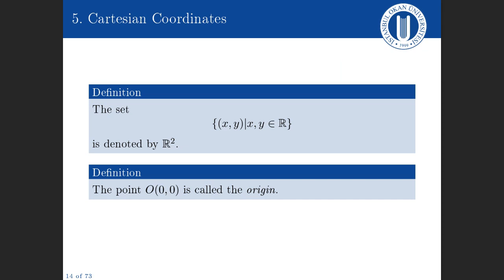The set of all points in the two-dimensional plane, that's all of the points x, y, where x and y are real numbers, is denoted by R squared. We have x, that's a real number, and we have another real number y. So we've got two real numbers, real number, real number. That's why we call it R squared.